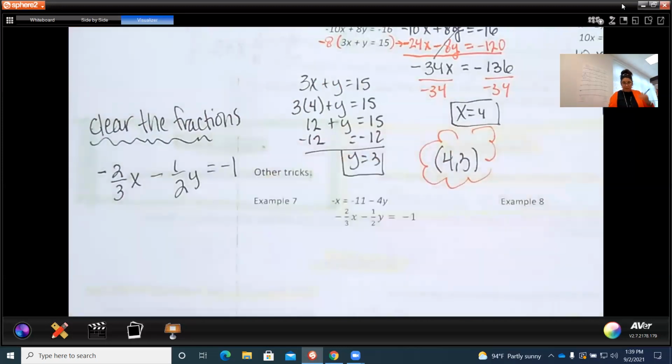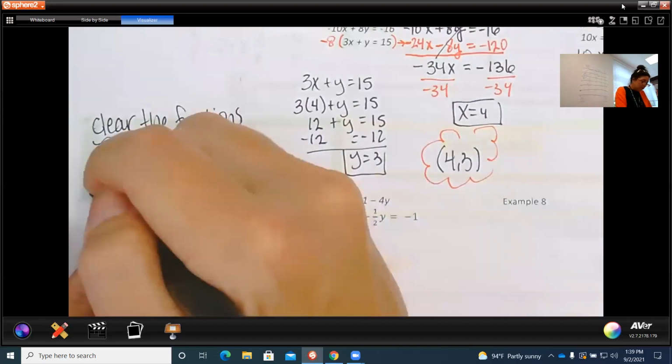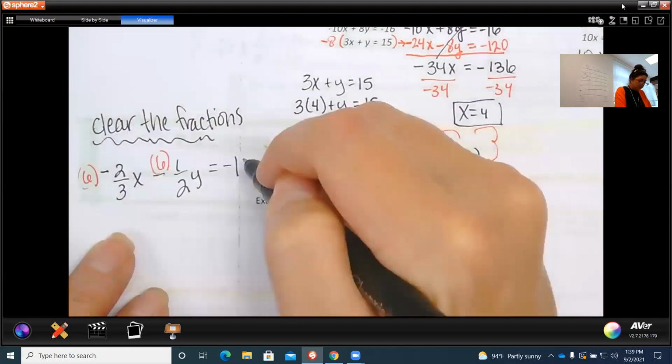When I have fractions in a problem, I can get rid of the fractions. We call it clearing the fractions. All you have to do is multiply every single term in the equation by the least common denominator. My denominators are currently 3, 2, and 1. So when I say least, a lot of kids pick the number 2. That's not what least common denominator means. Least common denominator means the smallest number that your denominators will divide into evenly. So we said that would be 6. So I'm going to multiply every term in the equation by 6.